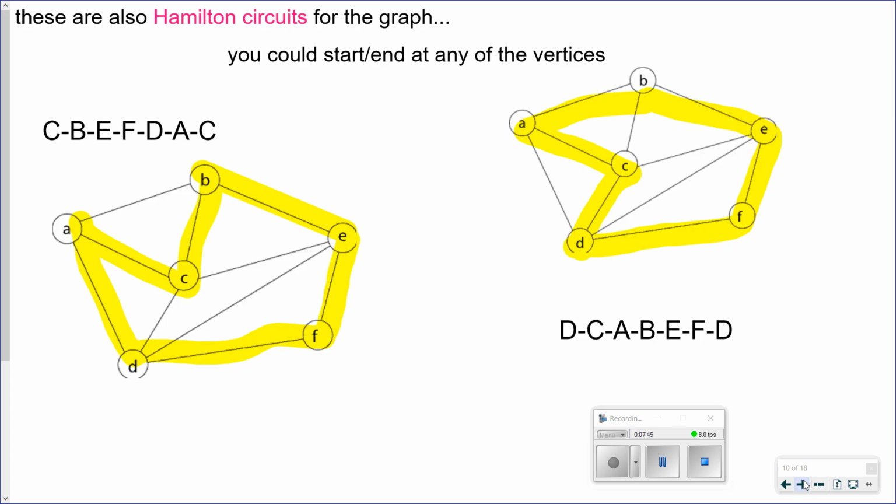Here's just some other Hamilton circuits that you could have done for that same graph. This one on the left, I started at C and went around this way. This one I started at D. Again, it doesn't really matter what letter you start at, and I went around this way. So there's several options for the Hamilton circuit for this graph.